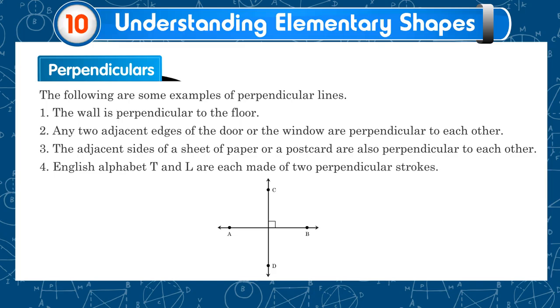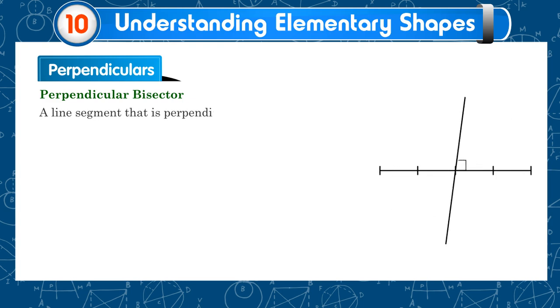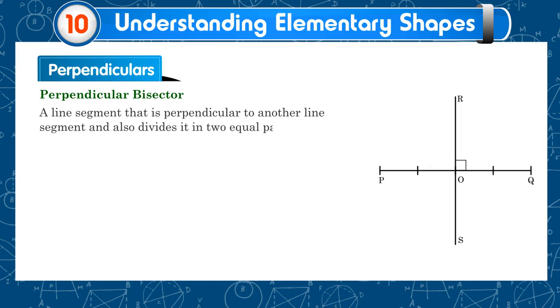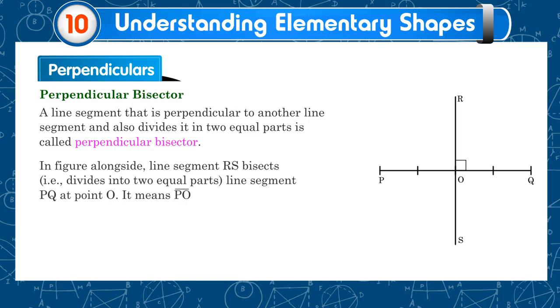Perpendicular bisector. A line segment that is perpendicular to another line segment and also divides it in two equal parts is called perpendicular bisector. In figure alongside, line segment RS bisects, that is divides into two equal parts, line segment PQ at point O. It means line segment PO equal to line segment OQ. Note, bisect means to divide into two equal parts.